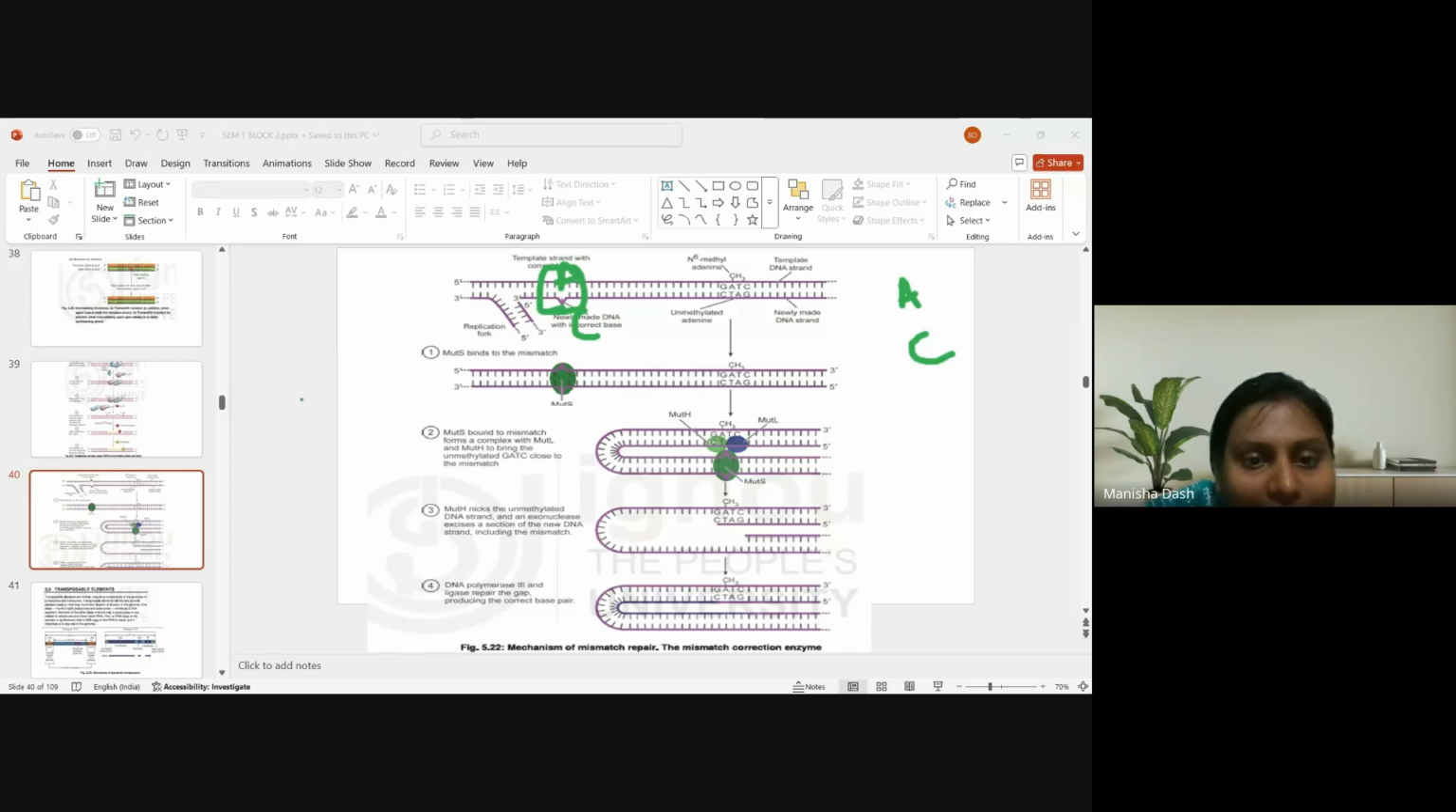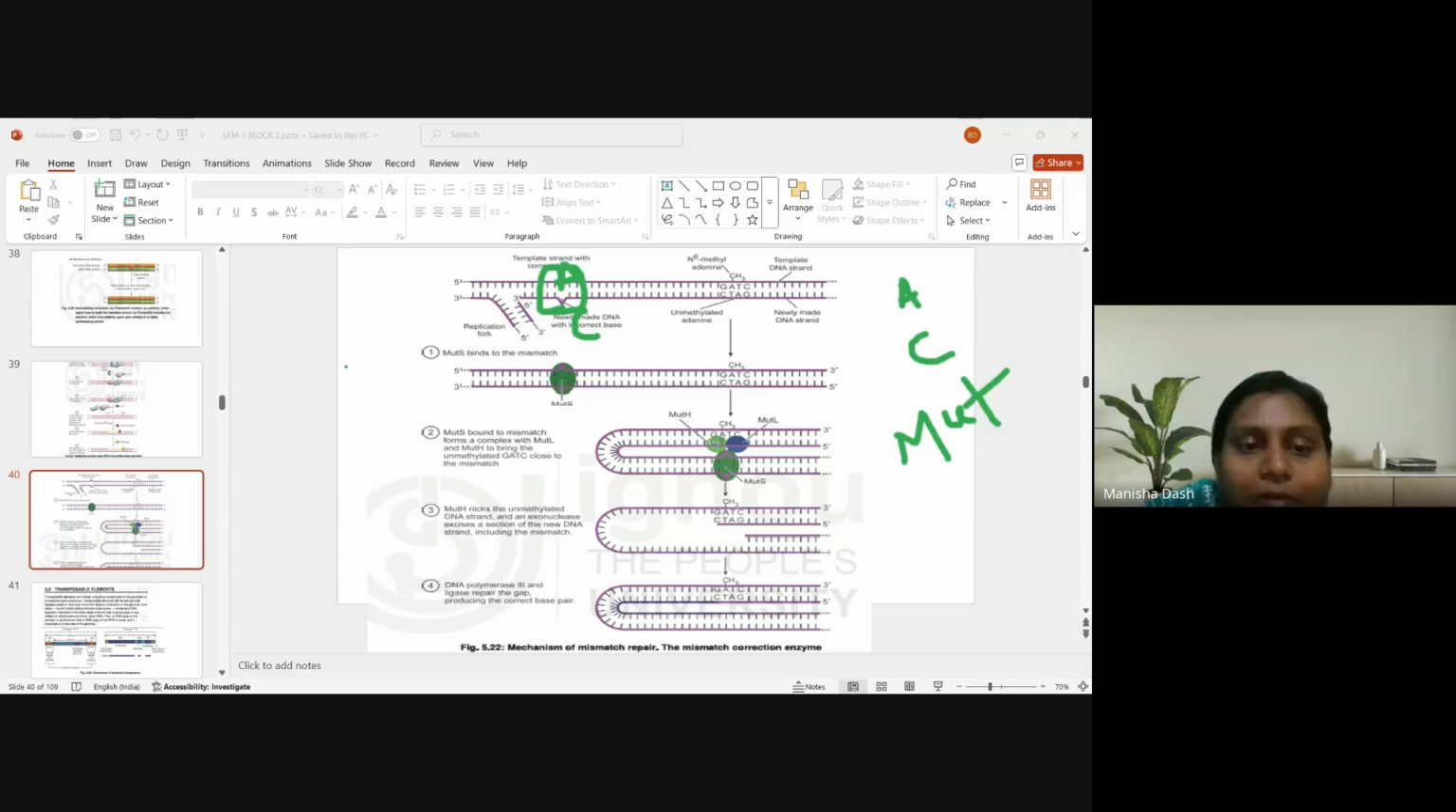So now there is a group of enzymes called Mut, the mutation repair enzymes. There are many different components of the enzyme, like as you can see, H is there, L is there, S is there, like that. Okay. So this group of enzymes will try to find out and rectify where the mismatches occur.